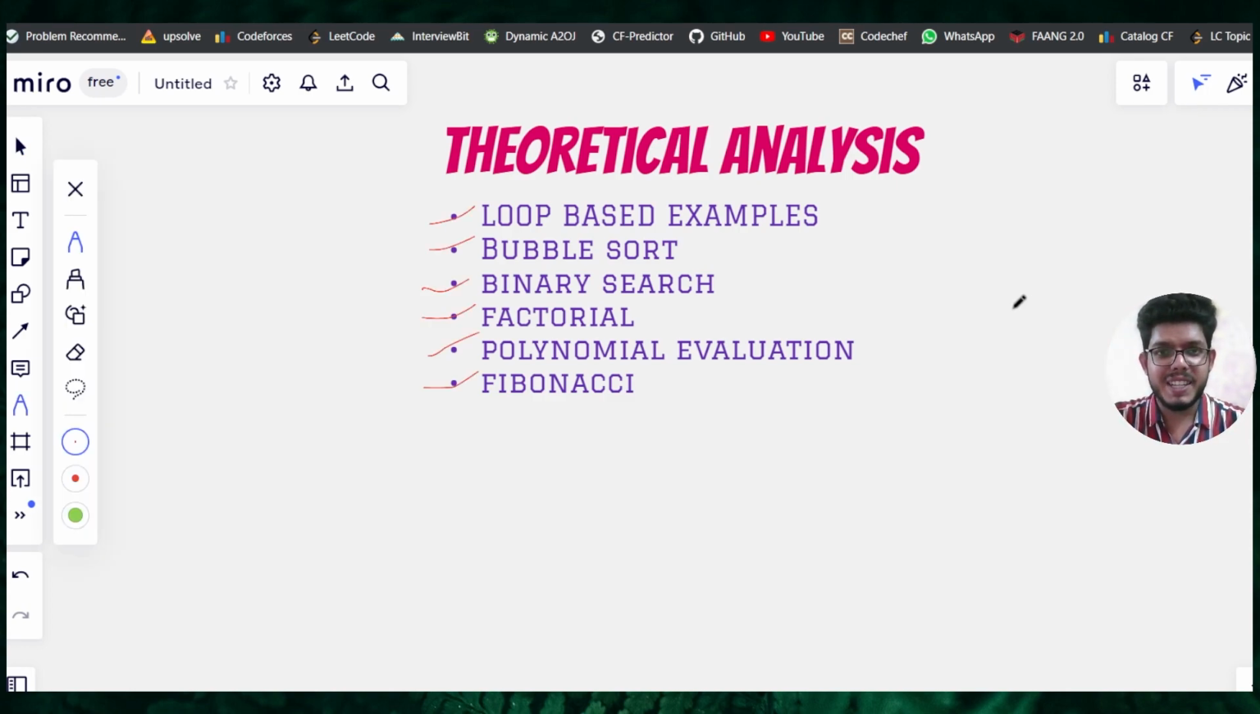Moving forward from the next videos, we will be learning about theoretical analysis. So we will analyze loop-based codes, bubble sort, merge sort, then searching functions such as binary search, factorials, polynomial evaluation, and then the Fibonacci series.